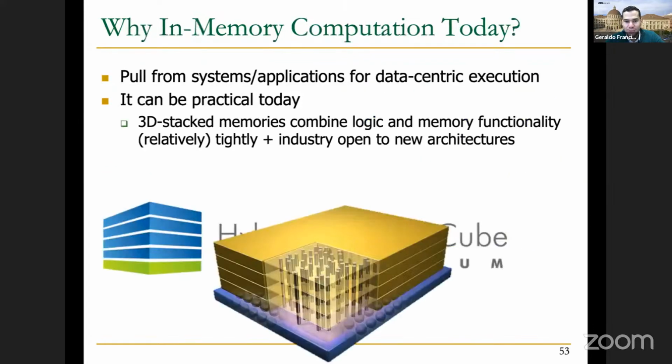So as I mentioned before, this idea and also this problem of data movement bottleneck is not new, but why are we thinking about this now? We are thinking about this now for two main reasons. The first reason is that there is a push from the application domain. Applications are becoming more and more data intensive over time.